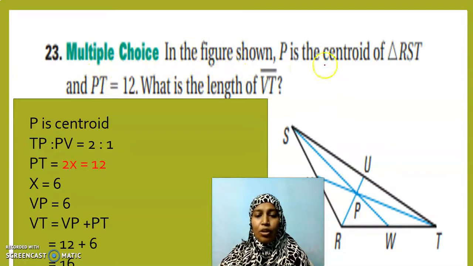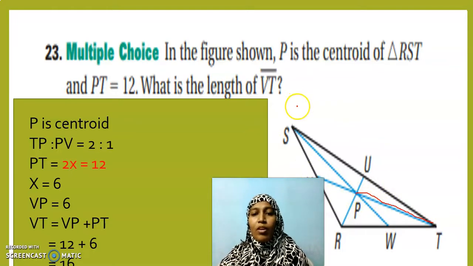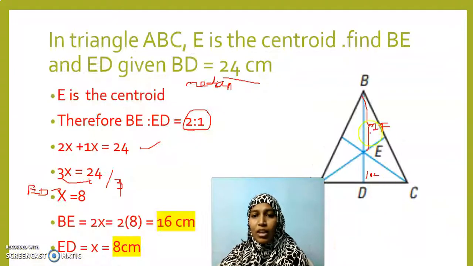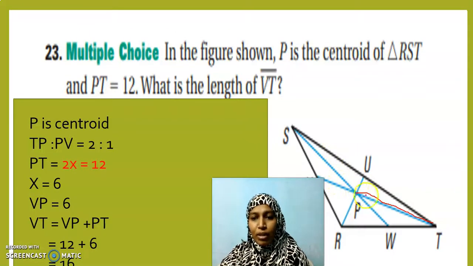In the figure shown, P is the centroid. Again, P is the centroid of triangle RST and PT. See here, now they have given the PT value alone. They didn't give the whole median. In the previous problem, we had the whole value. See here, they gave us the full value, BD is equal to 24. Here, they have given only the PT value and they are asking us to find the whole, the reverse way.